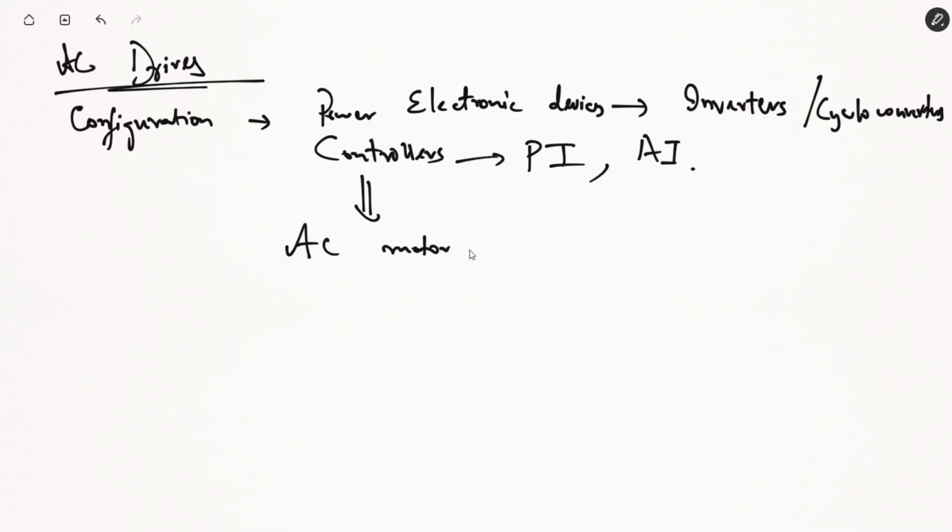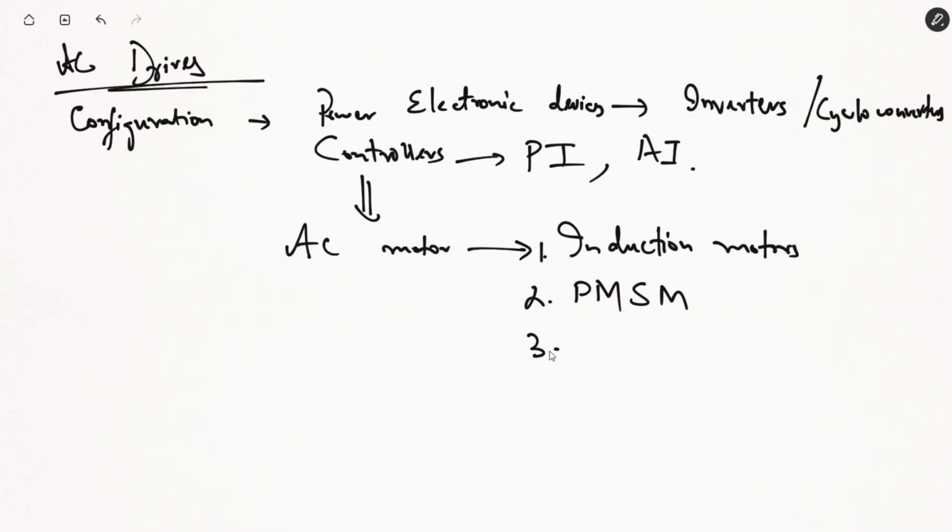While as the controllers, they can again be the same controllers, PI or artificial intelligence based controllers. And as far as the AC motors are concerned, the different types of AC motors used in the industries consist of the induction motors mainly. Primarily, most of the industrial loads depend upon induction motors. You have the permanent magnet synchronous motors, or you can simply say the synchronous motors. They are fairly used as well. You have reluctance motors. You have BLDCs.